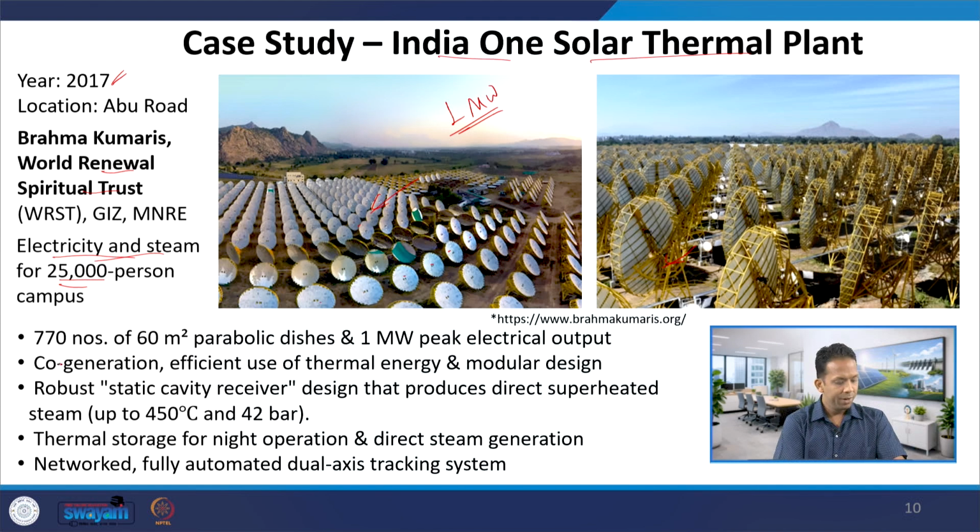So there are 770 such parabolic dishes, and each dish has an area of 60 square meters. You can imagine how much 60 square meters is. Even if I assume it to be a square for easy reference, it will be 8 by 8 meters. So 8 meters is a huge surface which needs to be mounted on this stand.